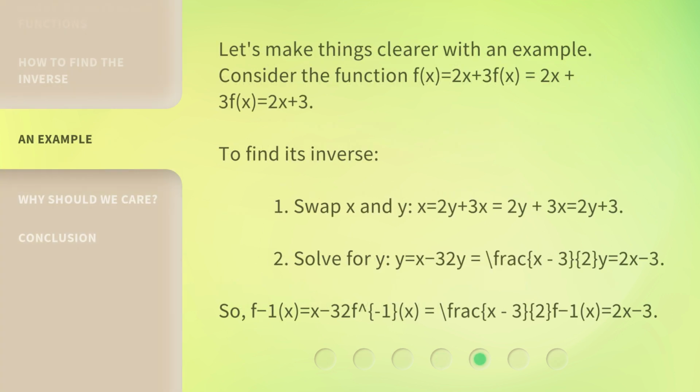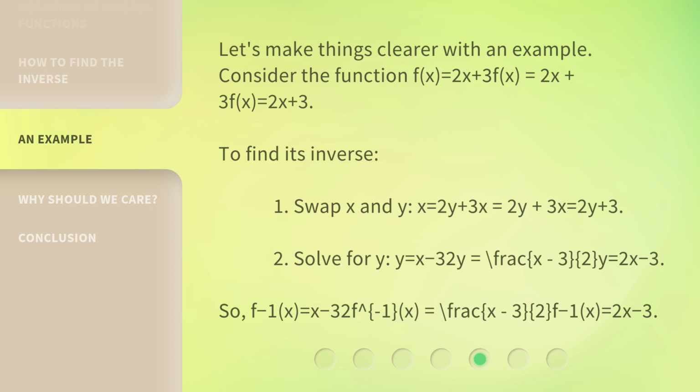Let's make things clearer with an example. Consider the function f(x) = 2x + 3. To find its inverse: 1. Swap x and y. x = 2y + 3.